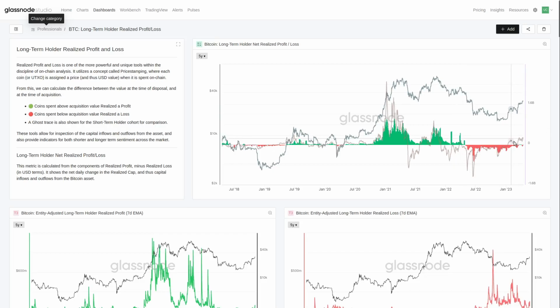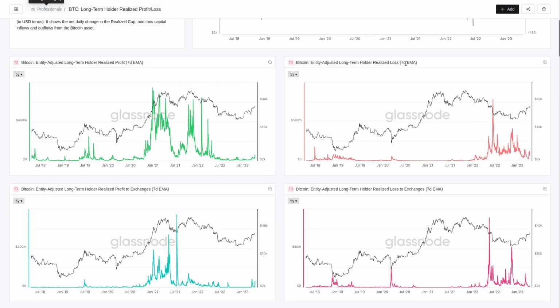Short-term holders are quite nicely in profit. They've basically got 2 legs higher in terms of total profitability. Long-term holders are still in the red. They're only barely at break even. You can see that their long-term holder realized loss, I mean, profit is barely ticking higher.